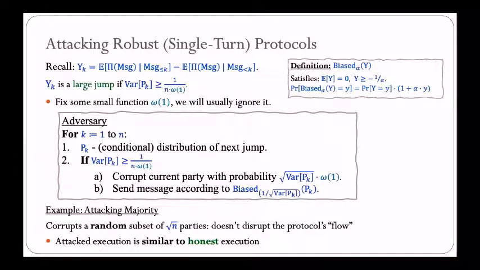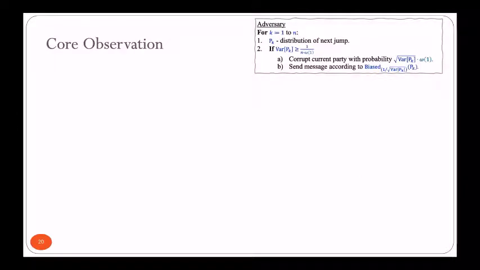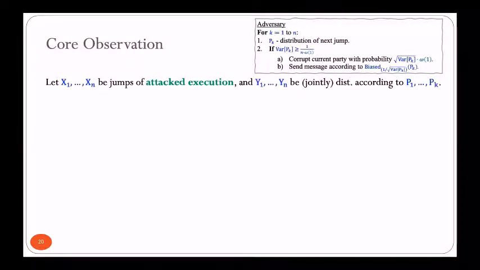But before we begin with the analysis, I want to make some observations about this attack. So we denote by x1 to xn the jumps of the attacked execution. So what are these x's? These are the jumps that correspond to the change in expected outcome given our attacked history. So previously, when we talked about protocol jumps, they had expectation 0. These jumps are not going to have 0 expectation since these correspond to jumps after we might have biased them, right? When we bias messages, we want to increase the expectation of the jump.